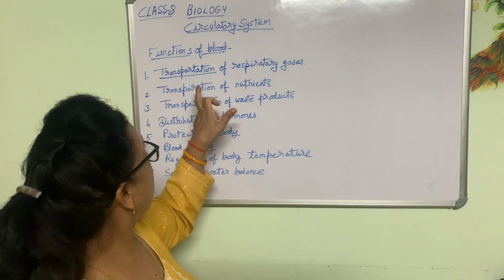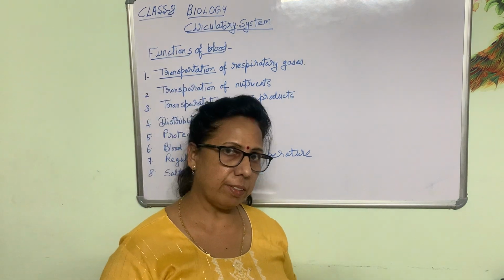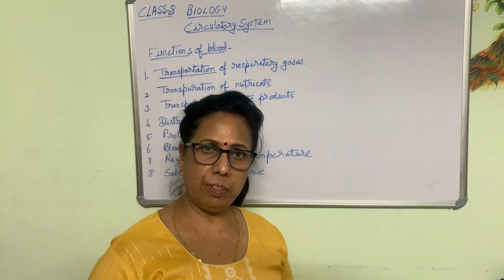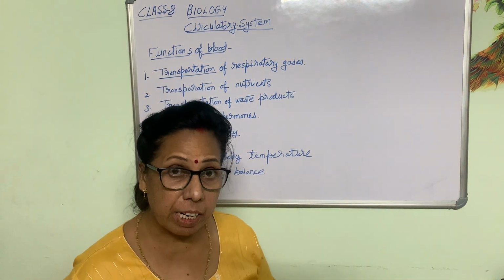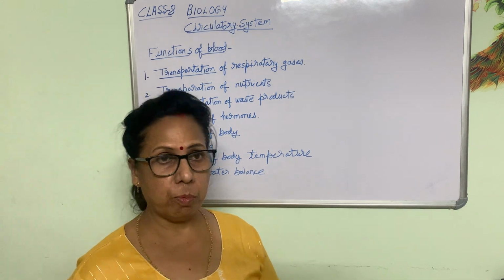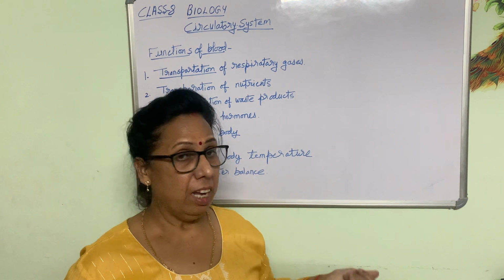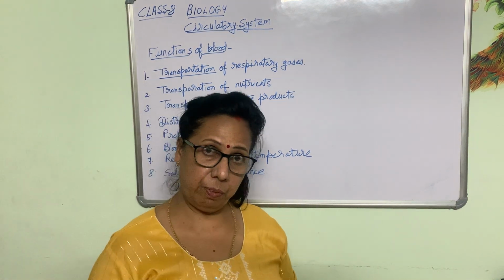Important function: transportation of respiratory gases. As you know, in the blood RBCs are there. With the help of RBCs, it transports oxygen from the lungs to the different parts of the body, and carbon dioxide from different parts of the body back to the lungs. So it helps in transporting it, and without it, we are not able to survive. Respiration is the essential characteristic feature.